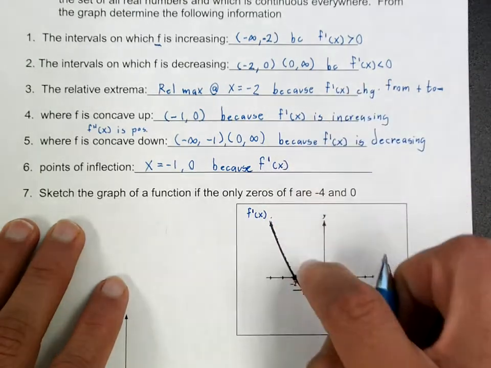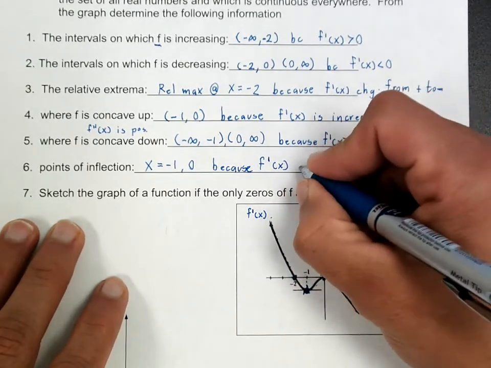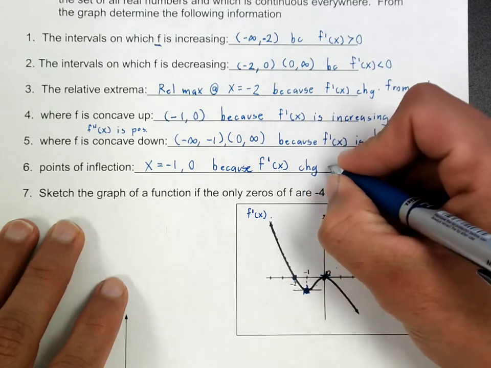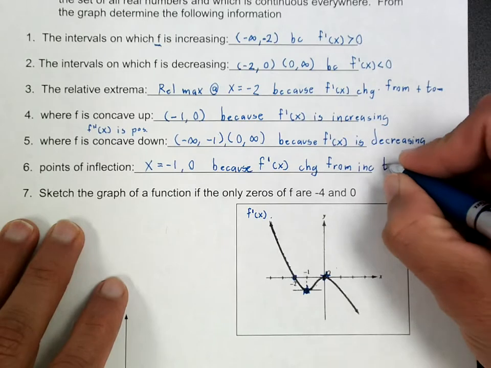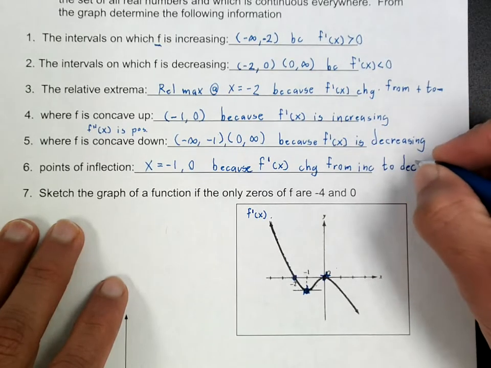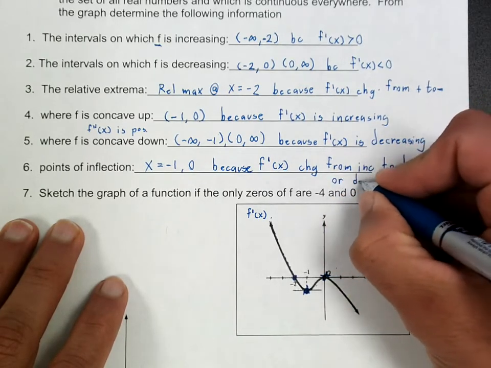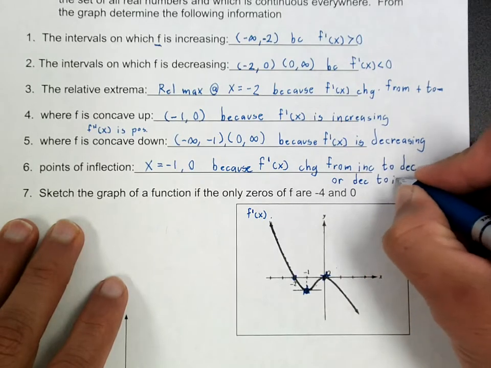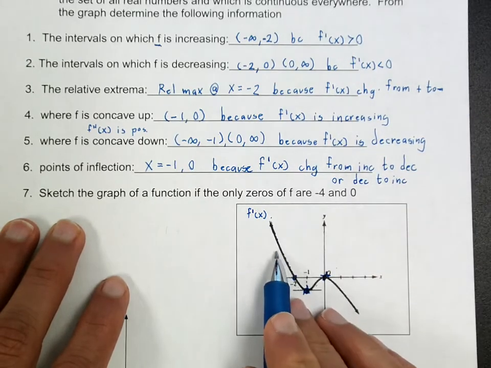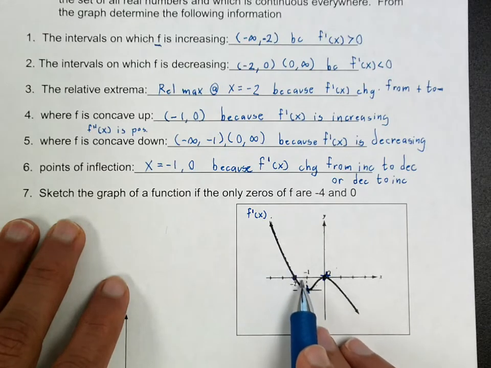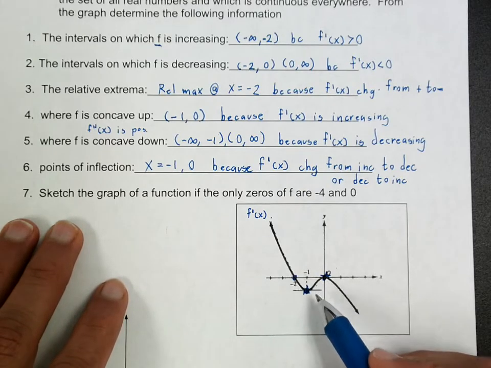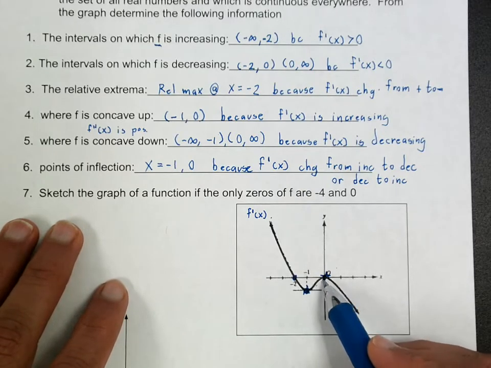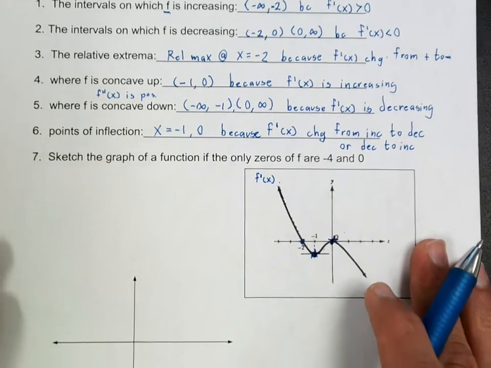because f prime of x changed from increasing to decreasing, or decreasing to increasing. Again, notice that because right here on the derivative I'm decreasing, I went from decreasing to increasing, so that will make this a point of inflection. And the same idea on this, because I went from increasing to decreasing, that point right there would be another point of inflection. All right.